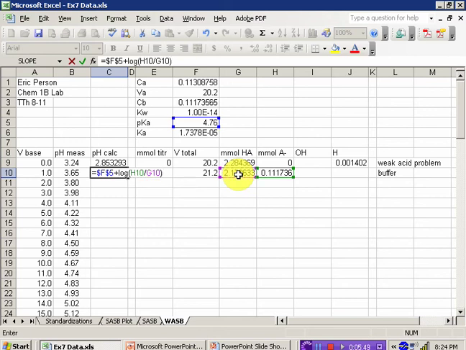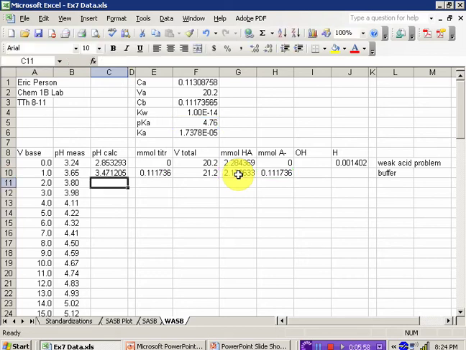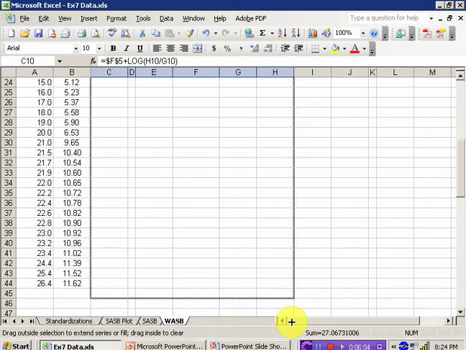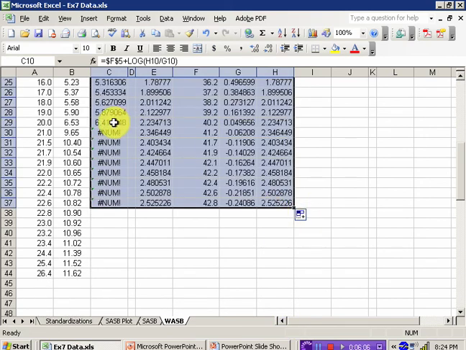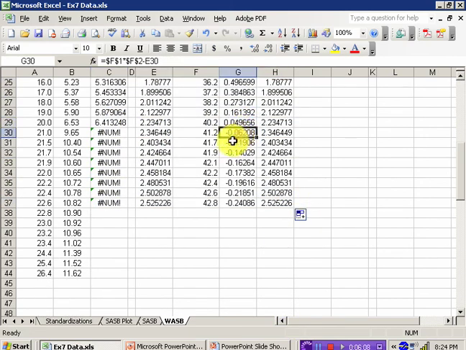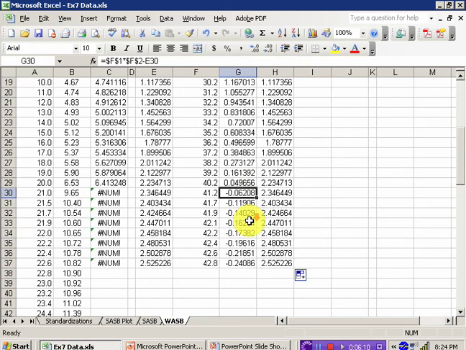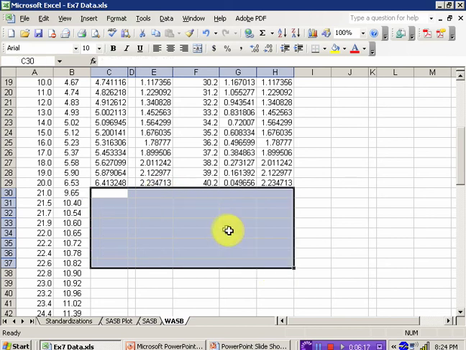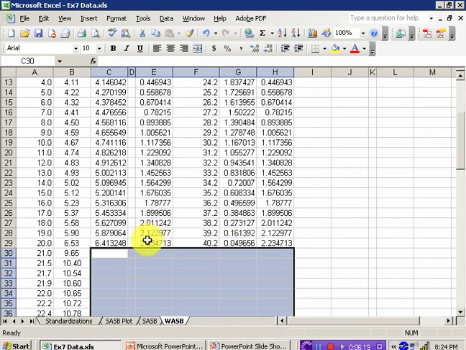Now because these are both in the same container, the mole ratio is equal to the ratio of concentration, so I can simplify my calculations here a fair amount. Okay, and then enter. And I'm going to go ahead and copy this down until it gives me an error. And it's going to give me an error right about the time that that concentration of weak acid, the HA, goes negative. Okay, and I'm just going to delete these cells here.